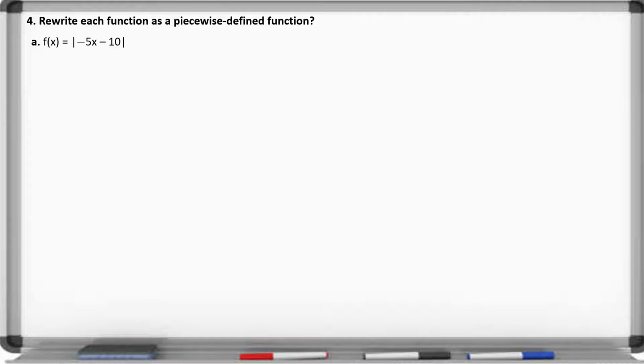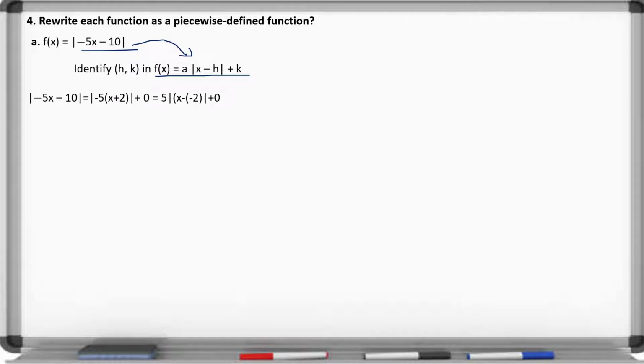All right, so let's look at the first part of the question. y equals the absolute value of negative 5x minus 10. Again, the first step, we want to identify h, k using this format right here. So we had to force this to look like this. So rewriting it, we're going to factor out the negative 5. And when we do that, we get negative 5 times x plus 2.